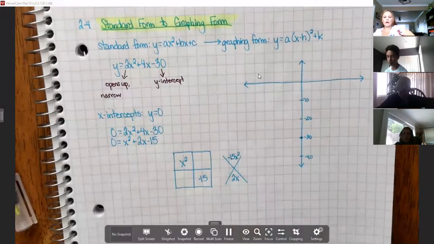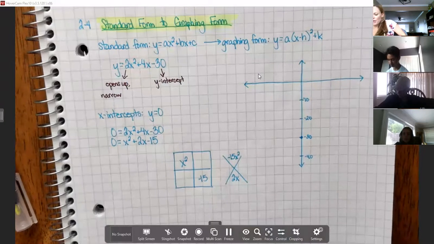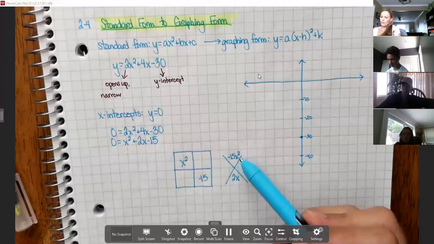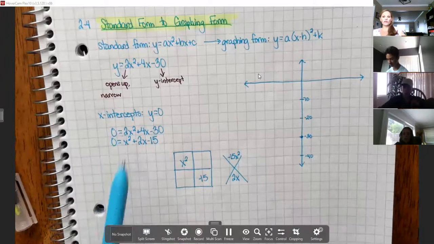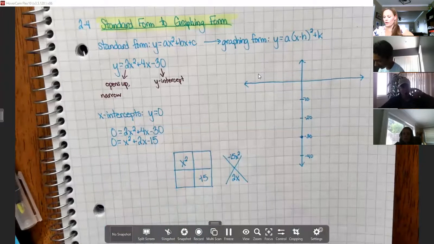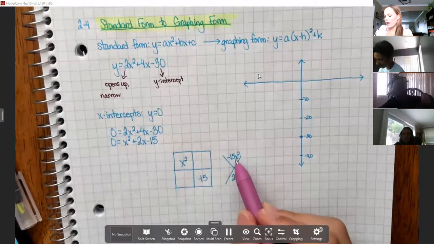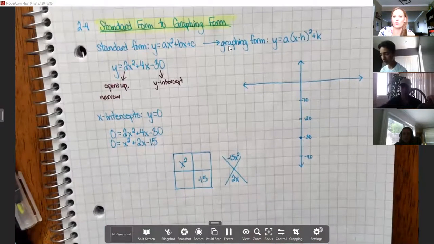So you'd set up your box and diamond somewhat like that. x squared and negative 15 inside my box, and then negative 15 on top of my diamond and 2 on bottom. If you don't divide by the 2 first, you'll get the same answer. You'll just have larger numbers in here. So we need two numbers that multiply to negative 15 and have a sum of 2.